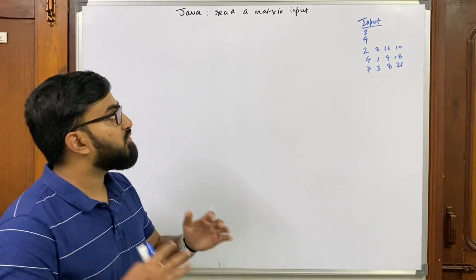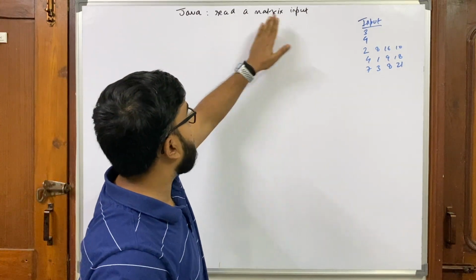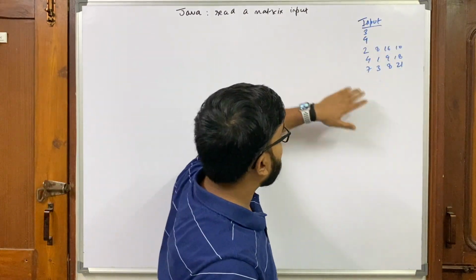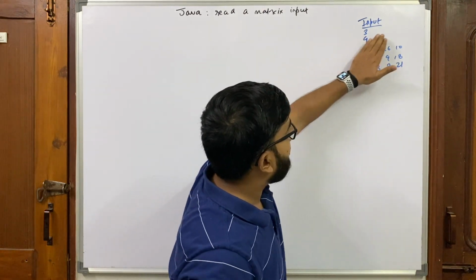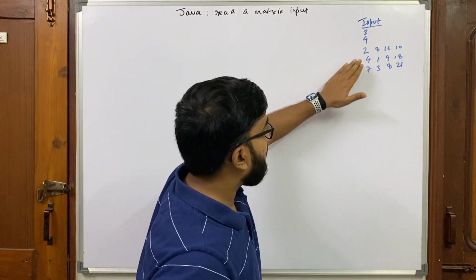In this video, we solve the problem of reading a matrix input in Java. This is the input we are given, where the first integer is the number of rows, the second integer is the number of columns, and these are the values of the matrix, the 2D array that we have to read in a Java program.